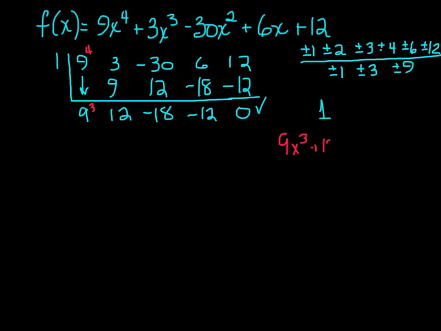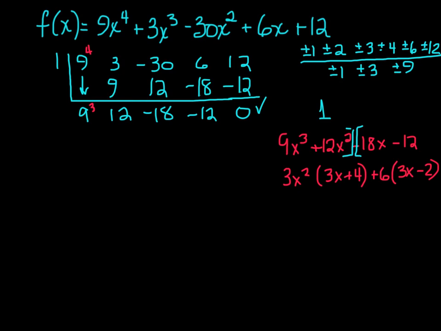Okay, at this point, I'm going to try to visualize in my head that I have 9x cubed plus 12x squared minus 18x minus 12. And I'm going to see if this will group. So I'm going to group right here and see if it will group. In the first group, I'll take out a 3x squared, leaving me 3x plus 4. And in the second group, I'll take out a 6, leaving me 3x minus 2. And those groups do not match, so I cannot group. So guess what I have to do now? I have to drill down another layer.